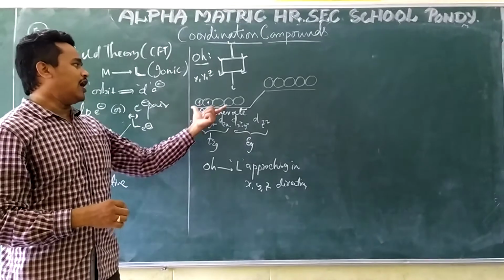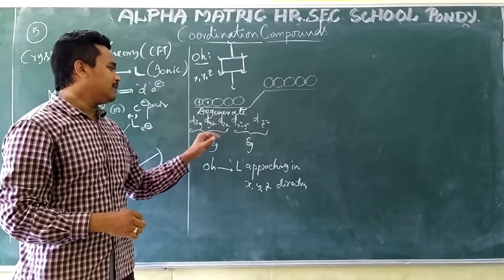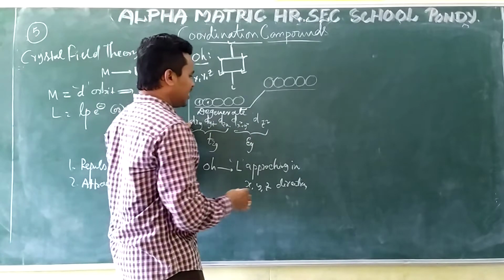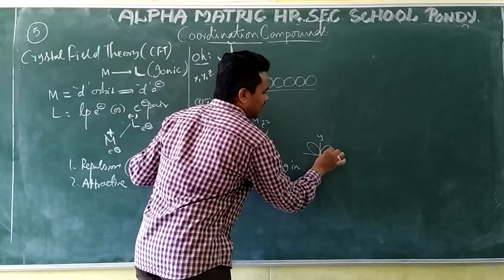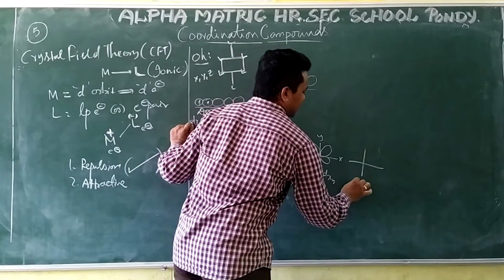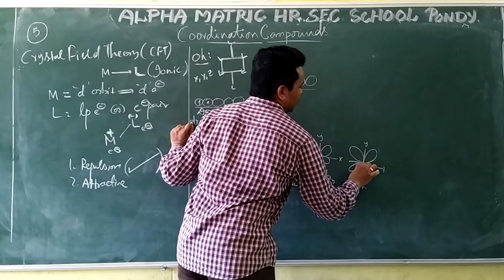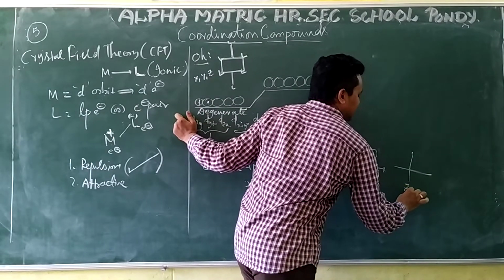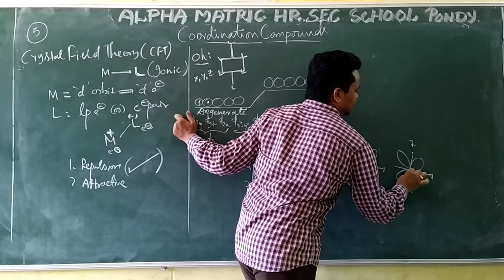Metal containing d orbitals. How many orbitals? 5 orbitals. In those 5 orbitals, 3 are triply degenerate, 2 are doubly degenerate. See that triply degenerate set. dxy means lobes are present between x and y. dyz means lobes are between y and z. dzx means lobes are between z and x.